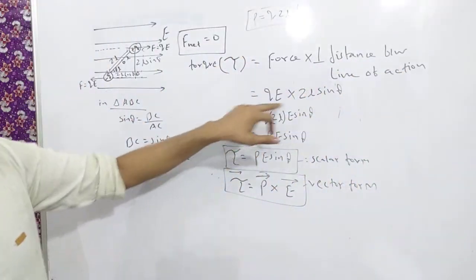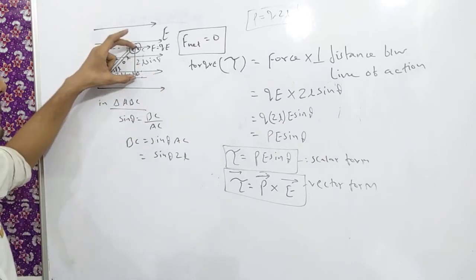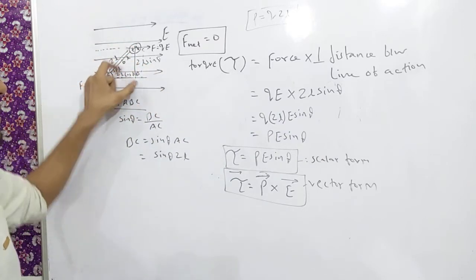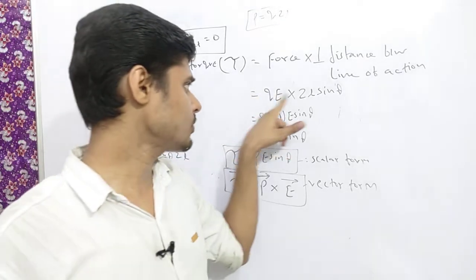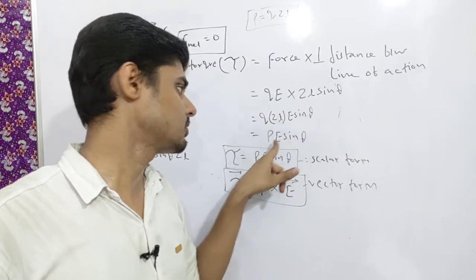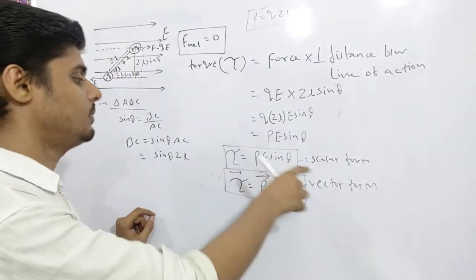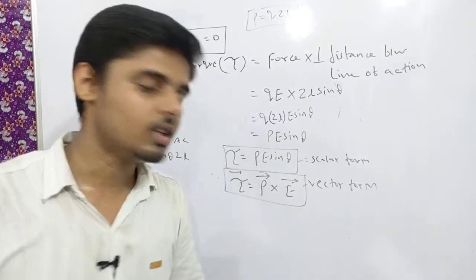Force is equal to what? QE. Perpendicular distance is what? This is the perpendicular distance, which is equal to 12 sine theta. This is theta, so this is equal to 12 cos theta. This is equal to 12 sine theta. So Q into 2 into E sine theta. Q into 2 is equal to P. Okay, this is E sine theta. So torque is equal to PE sine theta. Torque vector is equal to P cross E.